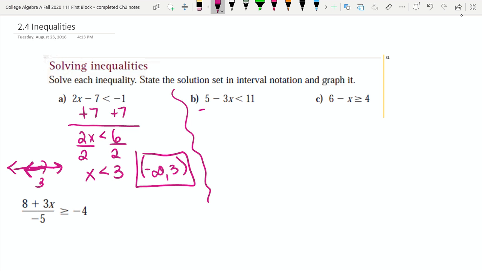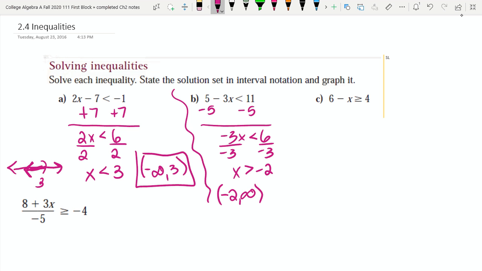Letter B, let's subtract 5 from both sides. So I get negative 3x is less than 6. Divide by negative 3. So x is greater than negative 2. So writing that answer, you would have parentheses negative 2 to infinity. So negative 2 here, arrow going right.